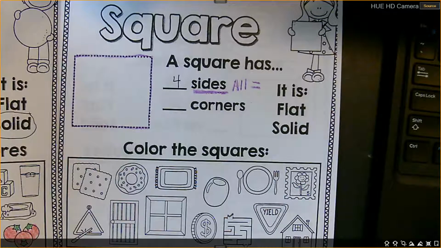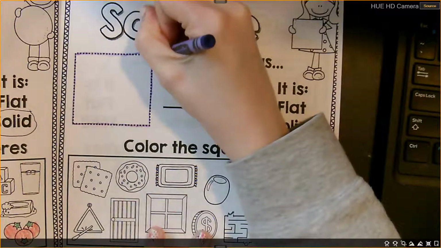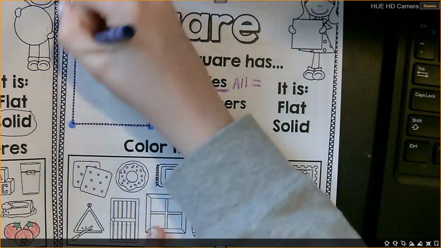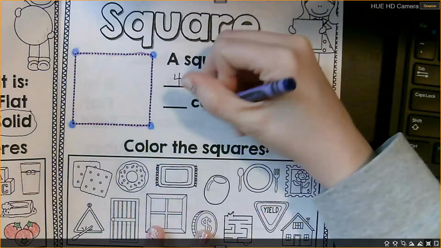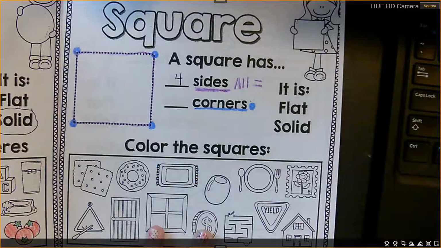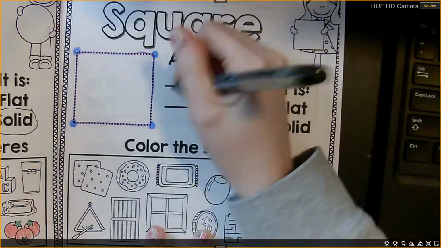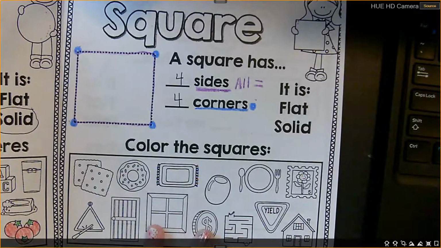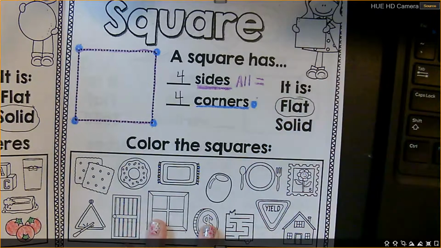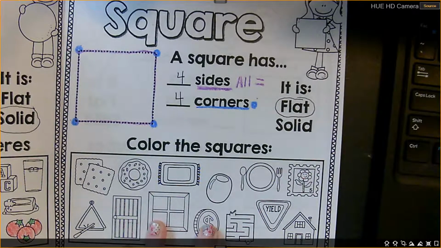And then we're going to talk about the corners, and I'm going to use a blue crayon for the corners. And the corners are where the two straight lines meet. And so a square, we have 1, 2, 3, 4. We have four corners. I'm gonna put a circle there so we know. Four corners where two lines meet. And a square is flat because it's a 2D shape and it's flat.